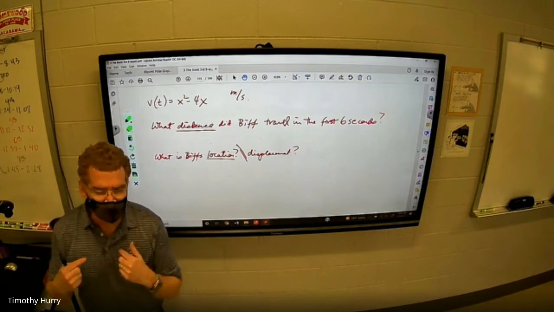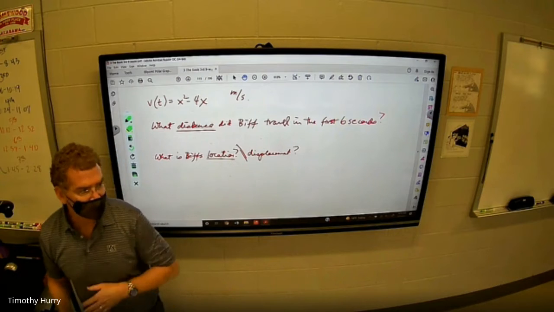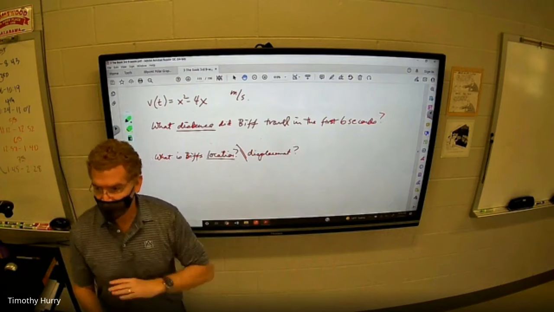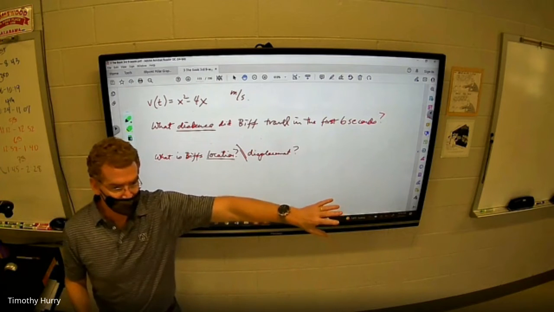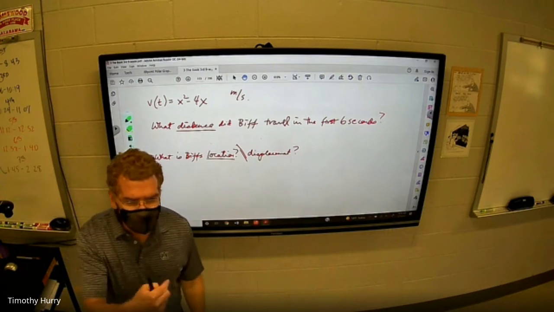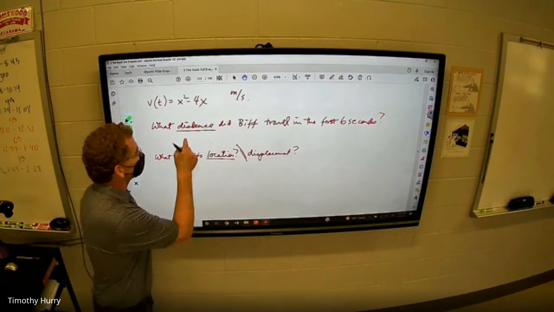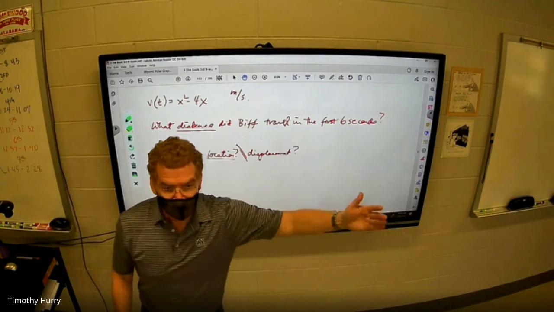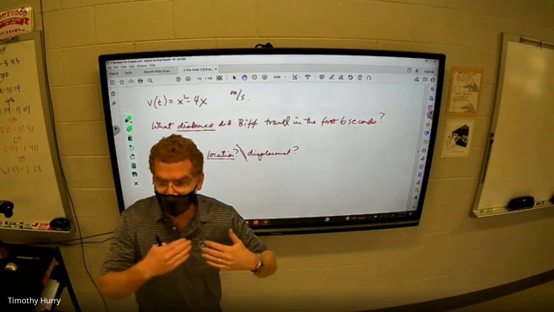But my distance traveled would be what? Positive 10, positive 8, positive 4, 24 meters. So if you think about it, what did I essentially do to get distance? I took not only the positive travel, but I took the negative travel and made it positive.